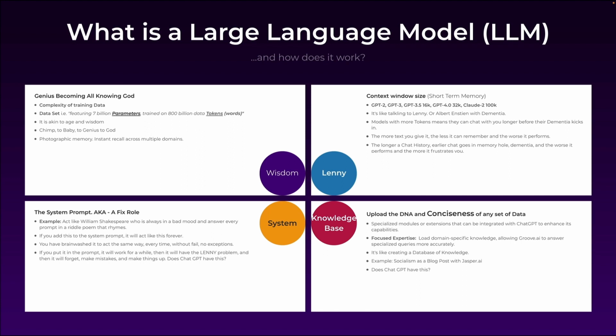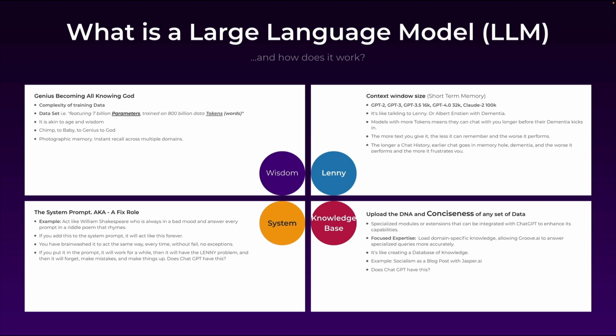Let's start with the top left. It says wisdom. First of all, a large language model is a genius slowly becoming an all-knowing God. How is this thing trained? Well, the better a language model is, the more wise or the more wisdom that it has. And the way that it learns in this metaphor, by traveling to different parts of the world and living longer, right? If you only lived in Arkansas for 4 years, you're gonna have a very limited world knowledge. But if you live for 1,000 years and you've traveled to every single part of the world, and at the bottom here, you see it says you have a photographic memory with instant recall across multiple domains.